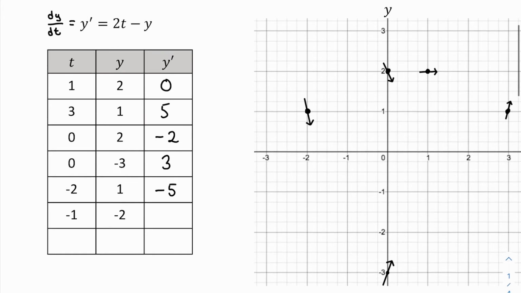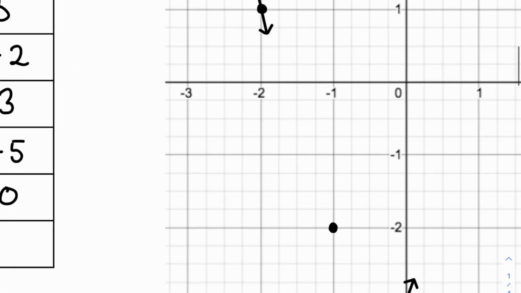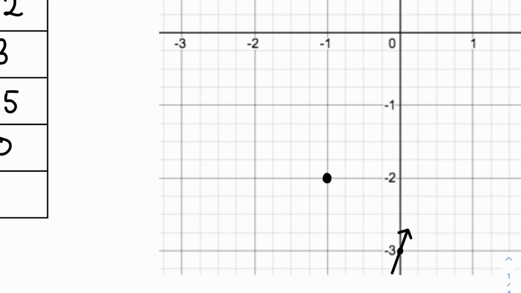And finally, the last one in this particular table is at -1, -2. -1, -2 location is right there. Plugging in -1 for t and -2 for y, we wind up getting 0. So another location where we would expect solutions to be flat.